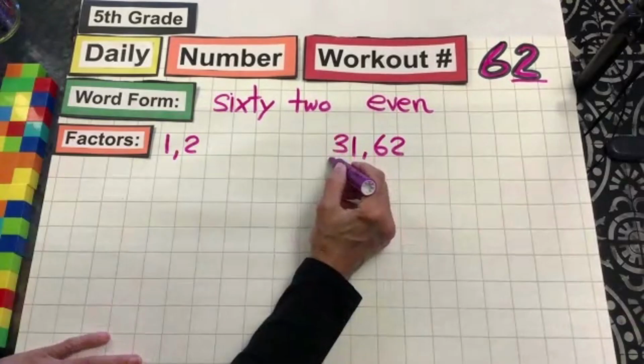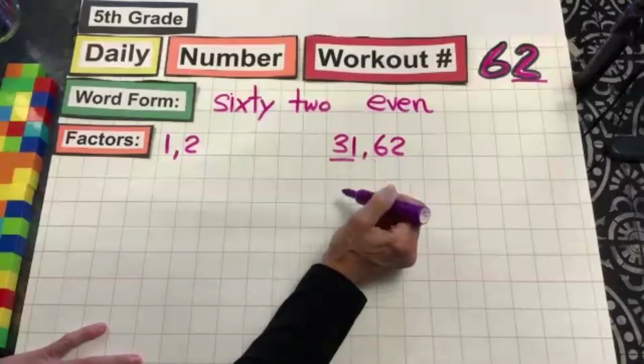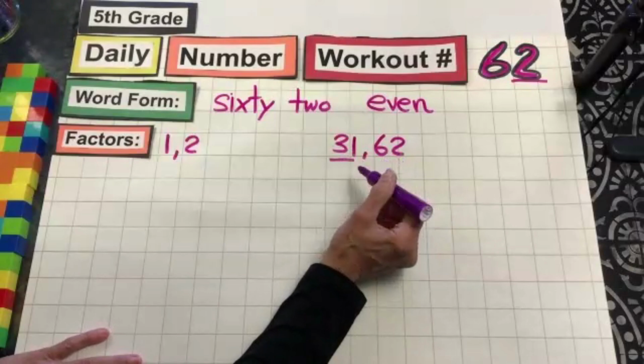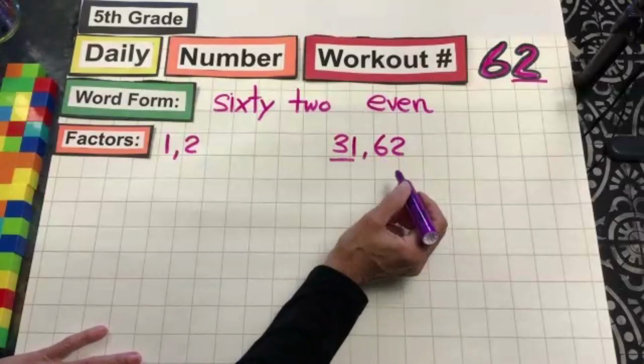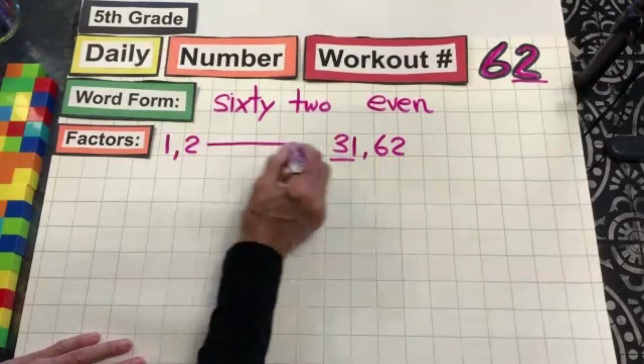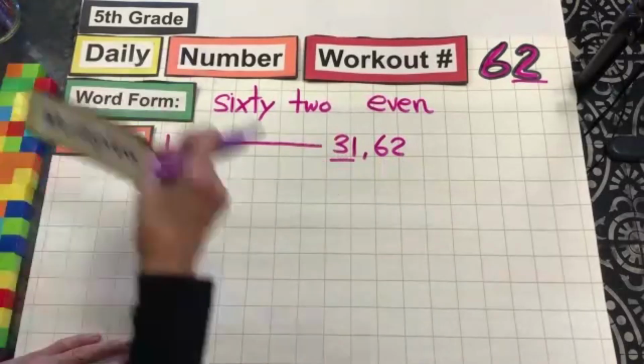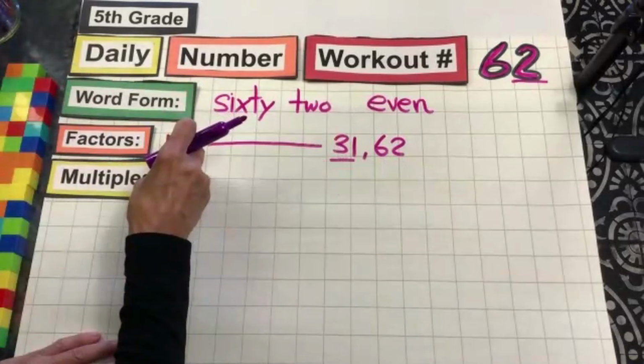And so then we take a look at this number, and it is a prime number. Nothing goes into 31. I can't think of any whole numbers that you multiply to get 31. So we are done. All right, let's move on to multiples.